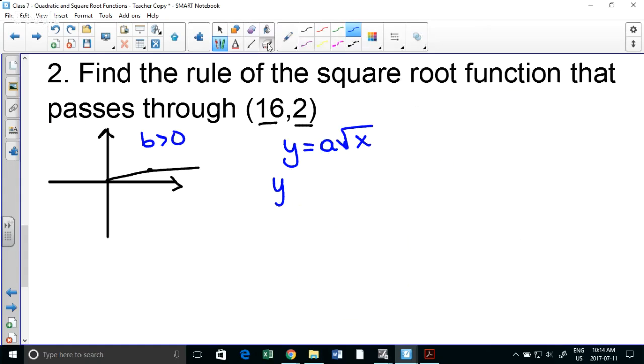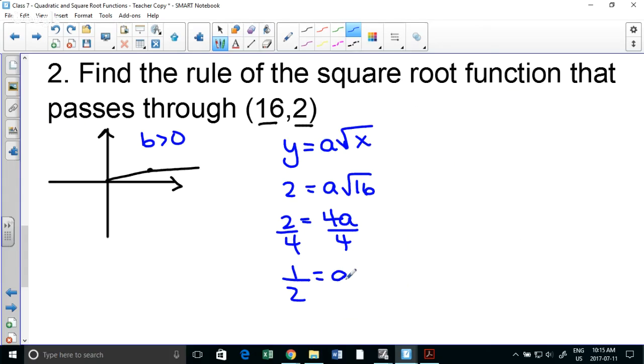So you would plug the point in. 2 equals a, the root of 16. The root of 16 is just 4, and I divide by 4, which gives me 1/2. So my rule is y equals 1/2 root of x.